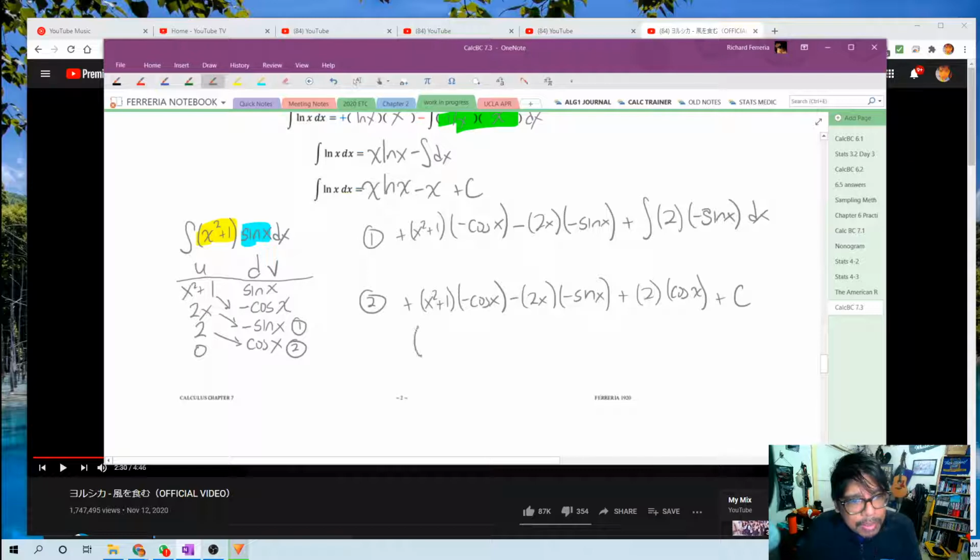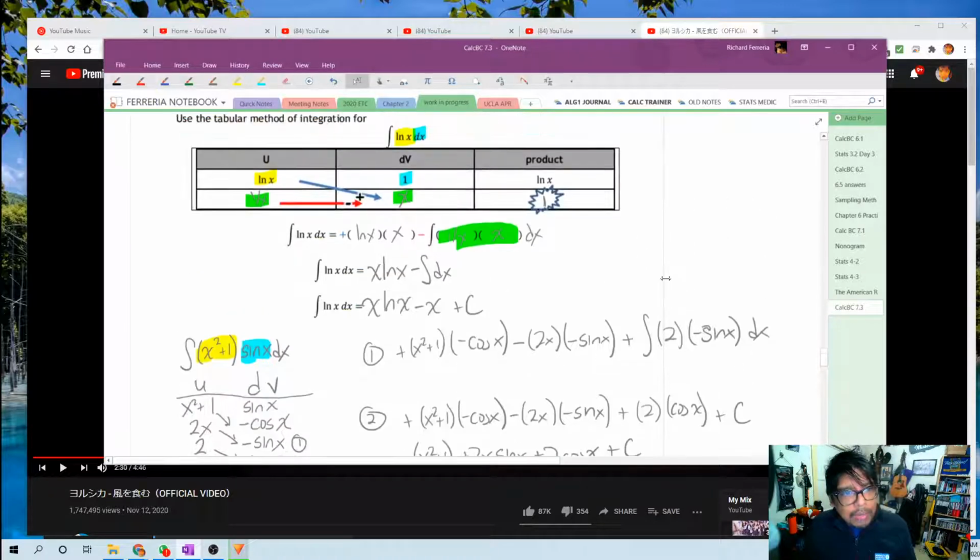I'm going to clean this up because that's what we do. And this is plus 2x sine x. And then this is plus 2 cosine x, and then plus constant. So it's kind of up to you where you want to stop. Again, conventional wisdom is keep going, and see if you're going to get to a 0 eventually. Otherwise, if you're not going to get to a 0, like what we have here, stop as soon as the product becomes integratable.